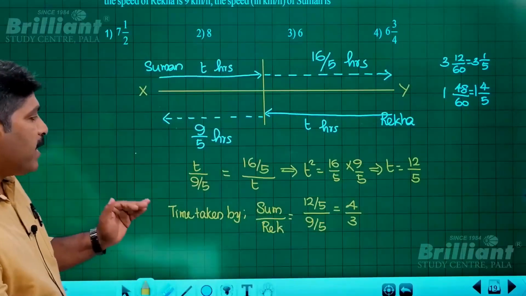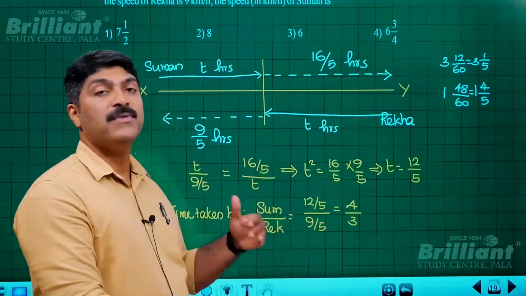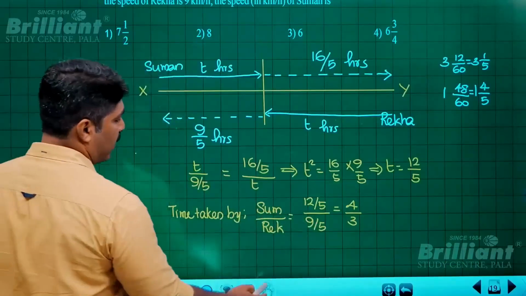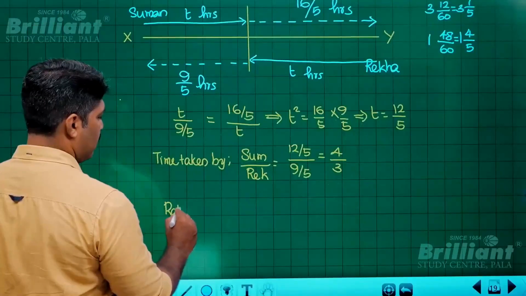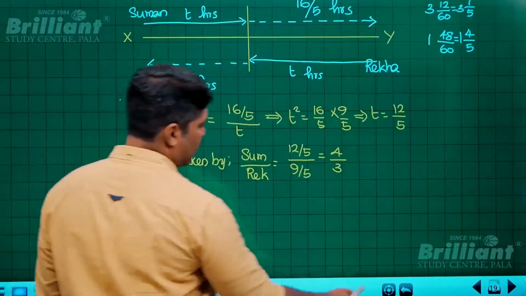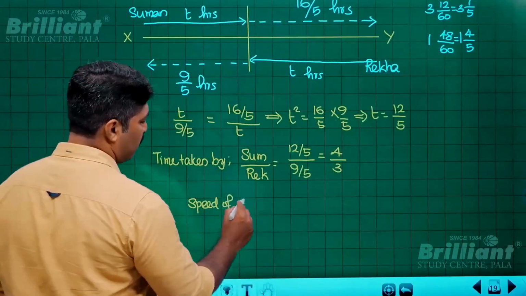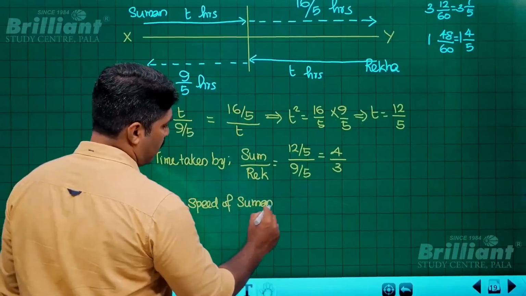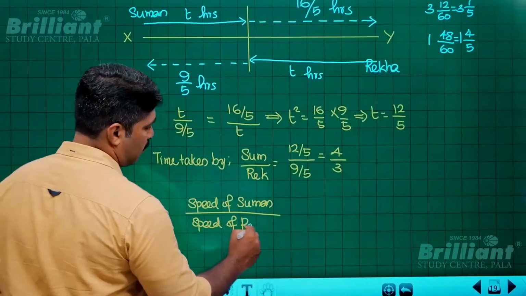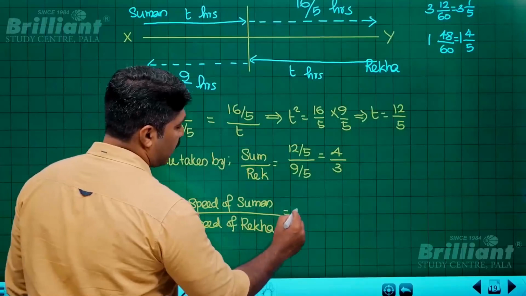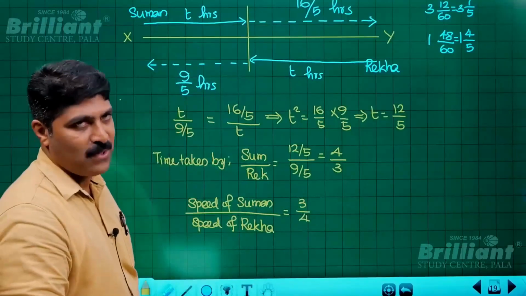If this is the time ratio taken by Suman and Rekha for covering a constant distance, then what will be the ratio of their speeds? We can consider the ratio of speeds, or otherwise in the form of a fraction: speed of Suman is to speed of Rekha. That is equal to the inverse of this ratio, which is equal to 3/4.